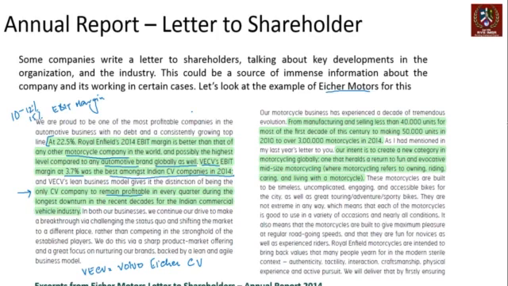What's said? Another part of the report says, from manufacturing and selling less than 40,000 units for most of the first decade to making 50,000 units in 2010, they now sell more than 3 lakh motorcycles in 2014. So what used to be 50,000 in 2010 has become 300,000 or 3 lakh in 2014. What they also say is their intent is to create a new category in motorcycling globally, one that heralds a return to fun and evocative mid-size motorcycling, where motorcycling refers to owning, riding, caring, and living with a motorcycle.